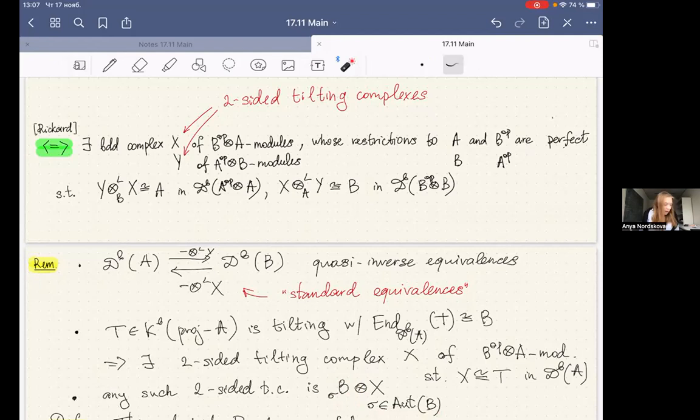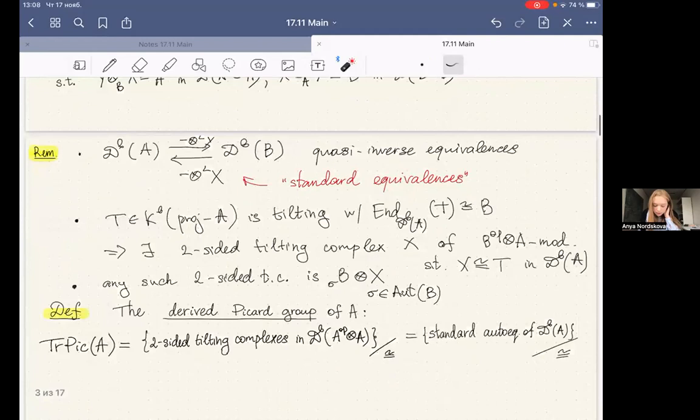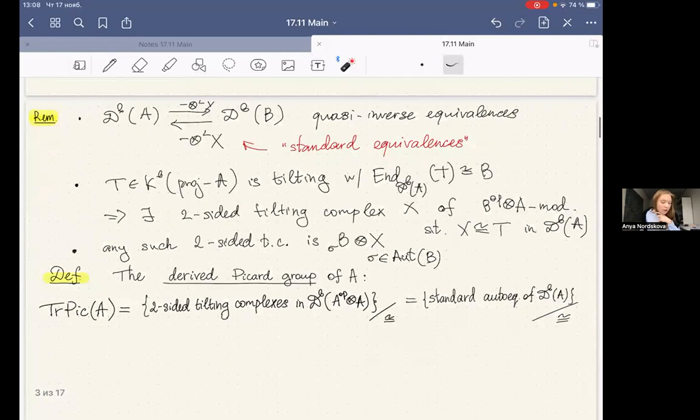Okay, so now let me define the main object of my talk, I would say. This is the Derived Picard group. It was introduced independently by Rouquier, Zimmermann, and Yekutieli. And this is the group of two-sided tilting complexes of A-A bimodules up to isomorphism. And this is the same as saying that it is the group of standard autoequivalences of D^b(A).